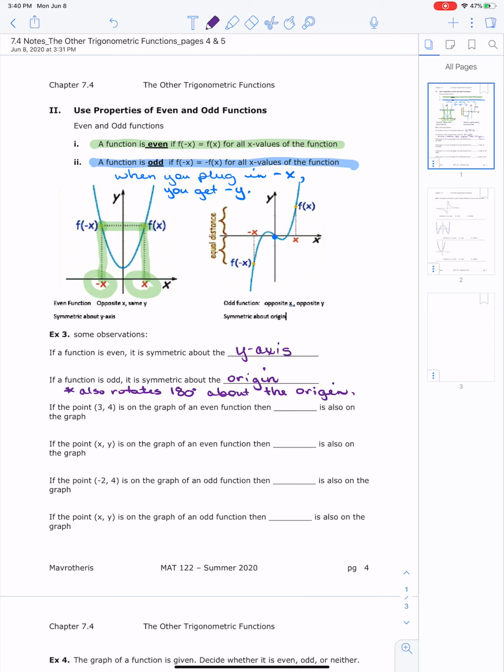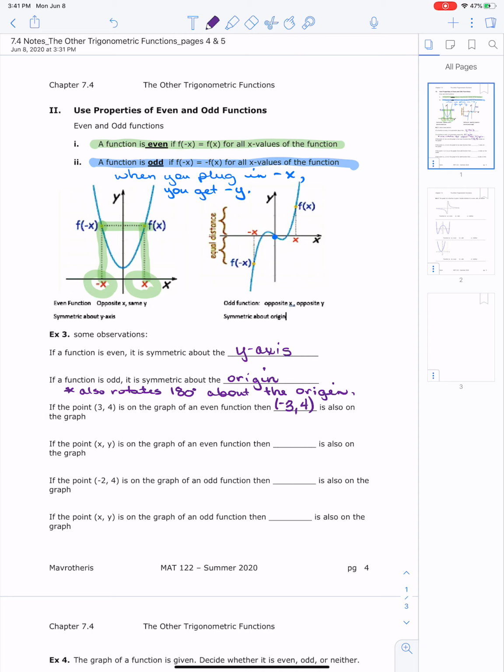Interestingly enough, the only way that can happen is if the origin is on the graph. So we need a point that we could stick a pin in and hold the function down as we rotate it 180 degrees. Okay. So if the point 3, 4 is on the graph of an even function, keep in mind with our even function, it means we can plug in the positive x, the negative x, we get the exact same y. So if we plug in positive 3, we get 4. That means if it's even, we can plug in negative 3, we're still going to get 4.